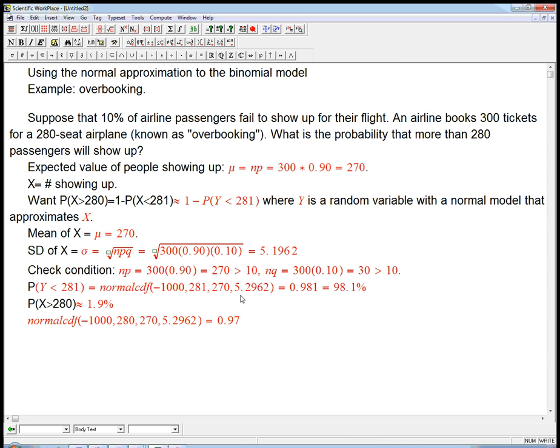When they have a footnote about the continuity correction, that's what they're referring to: the difference between these kinds of answers. I'm not going to make a big deal out of it unless we find a situation where we really want to be very precise. So this kind of answer would be fine for us: 98.1% of the time it's not overbooked, and about 1.9% of the time it is overbooked.